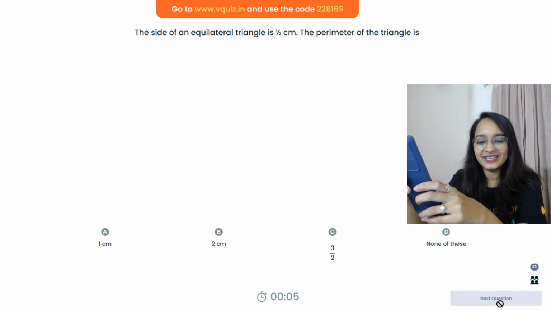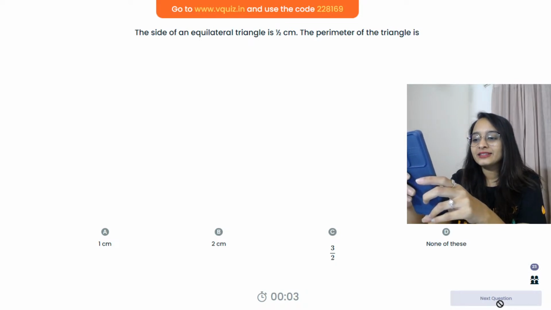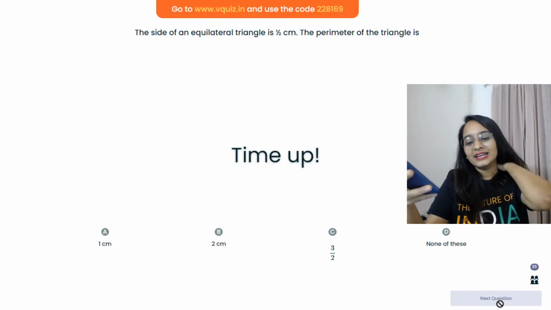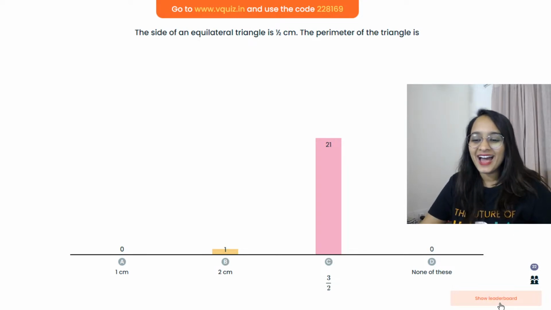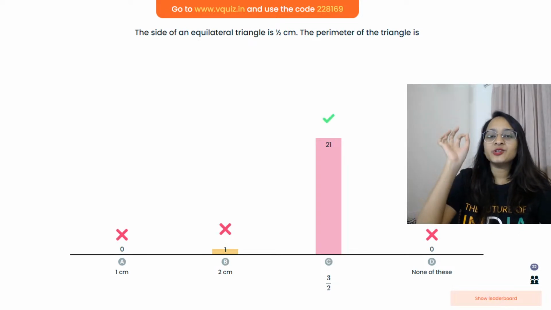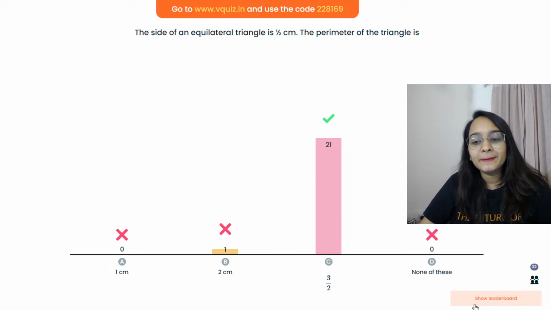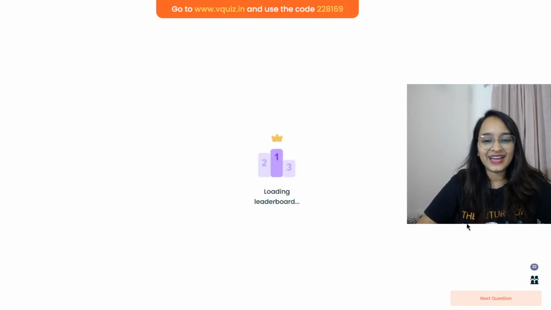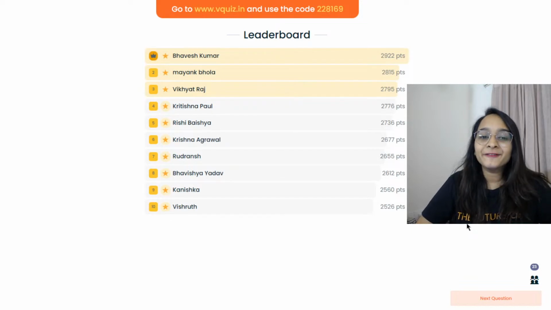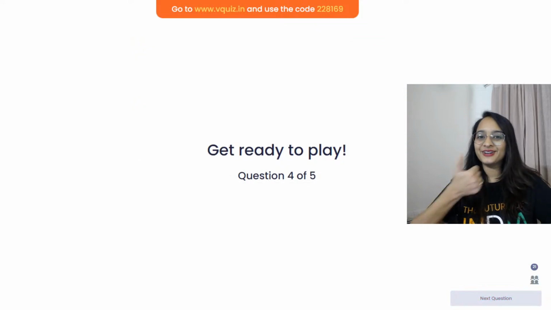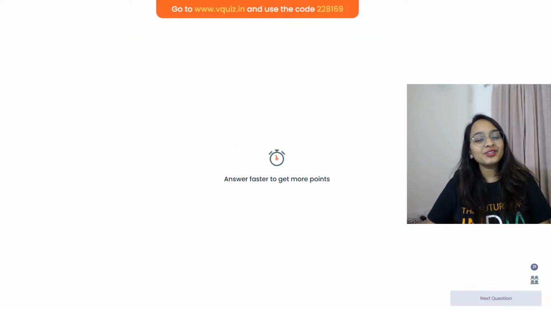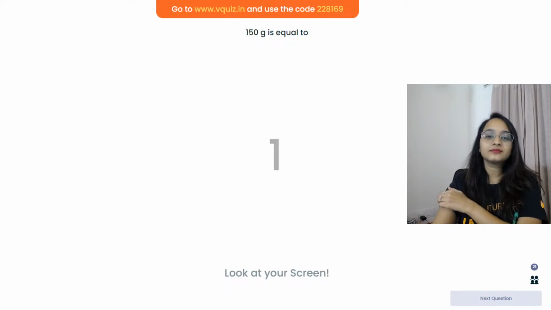Amazing, guys. 5, 4, 3, 2, 1. That is a time up. Look at that: 1 by 2 plus 1 by 2 plus 1 by 2 will give you 3 by 2. Let us look at the leaderboard. We have Bhavesh, Mayank, Vikyat, Kritishna, Rishi, Krishna, Rudransh, Bhavishya, Kanishka and Vishrut. Good job, everybody. Your fourth question's on your screen.